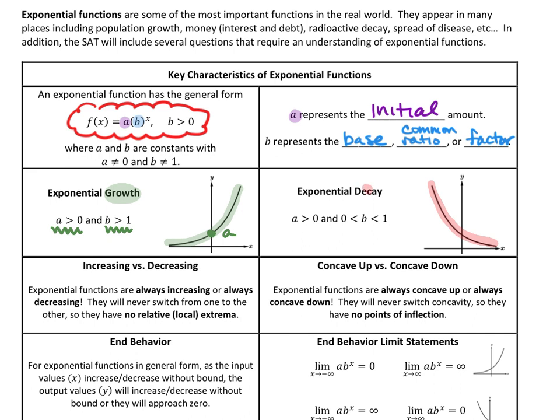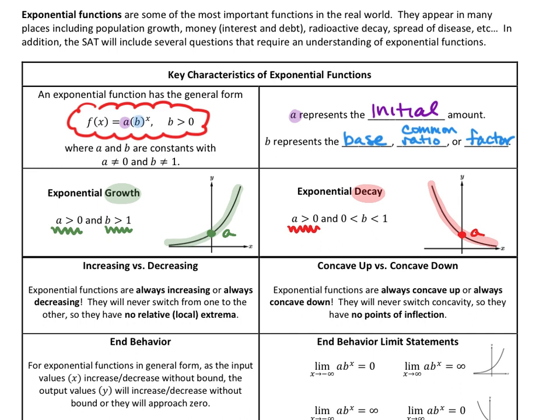For exponential decay, pretty much everything is the opposite except for your a value. Again, when we're talking about decay, the graph's getting smaller and smaller every time. It's still above the x-axis, so that a value is going to be positive. Theoretically, it could be negative, but that doesn't really happen in real life. These are the two most common types of exponentials you will see.